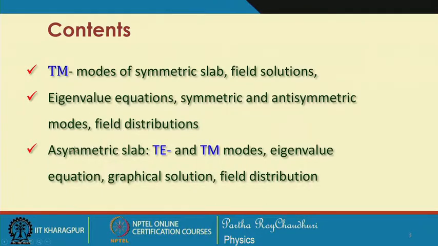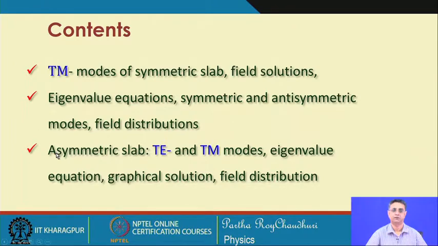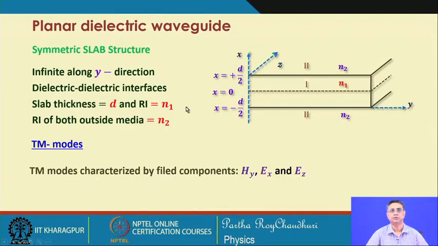Then we will switch over to another basic and very practical optical waveguide, that is an asymmetric structure, and for that we will also look at the TE and TM modes, the eigenvalue equations, look for the graphical solution, and then the field distribution. So, to do that we again consider the same planar slab waveguide structure, with the same coordinate axis at the axial line, that is at x equal to 0, same structure, but this time we will consider the TM modes.